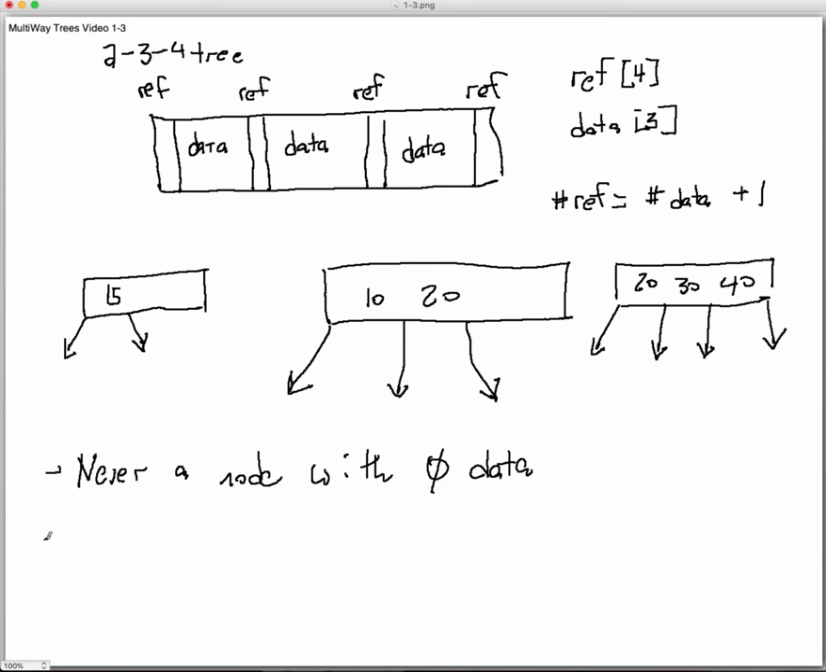And another thing that you should know is that the data is always sorted within a node.